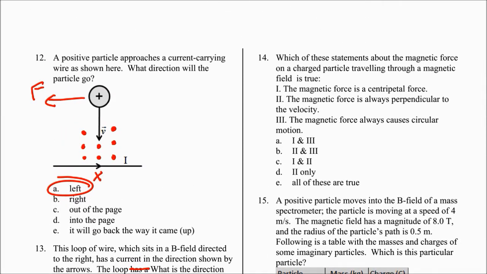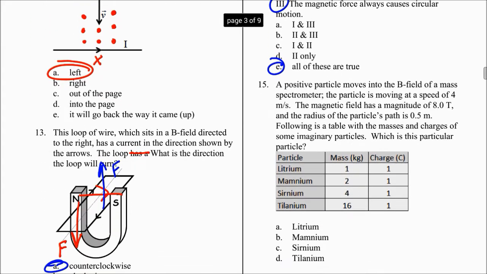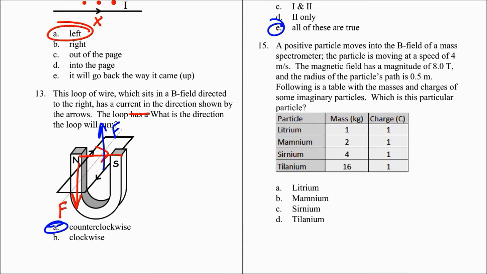Which of these statements about the magnetic force on a charged particle traveling through a magnetic field is true? Magnetic force is a centripetal force, is always perpendicular to velocity, and always causes circular motion. All of those are true. I wasn't supposed to have this. I'm not sure why it's here. But I will fix that on the test.